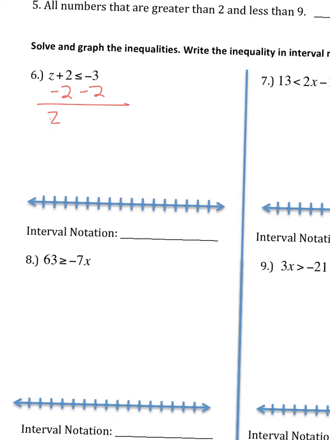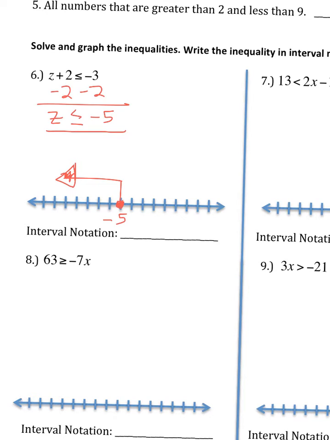So we get z, the sign stays the same. -3 minus 2 is -5. So it doesn't really matter where you put the dots for graphing it, but -5, and it's going to be a closed circle. If you think about it, I want the numbers that are less than -5, so my arrow is going to be pointing that way.